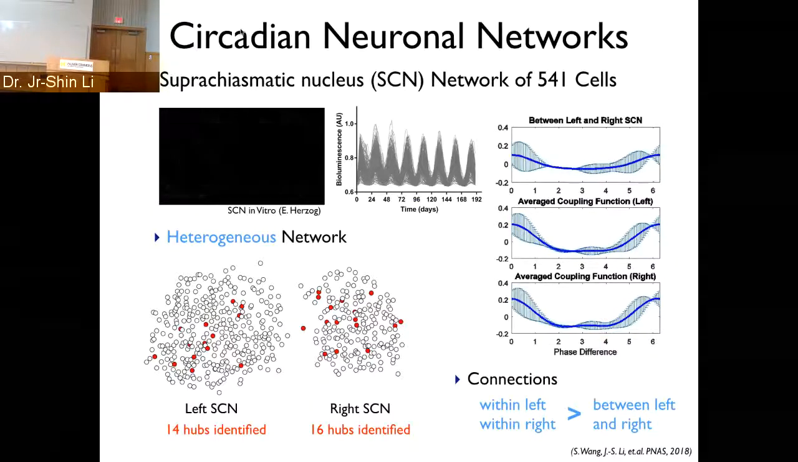But at least we can identify that when we do the recovery, we recover the clock period of 24, very close to 24, which is very good. We also identify that within this group, the connections are actually stronger than between groups. We continue doing this to identify what these hubs are. Those are called VIP cells.